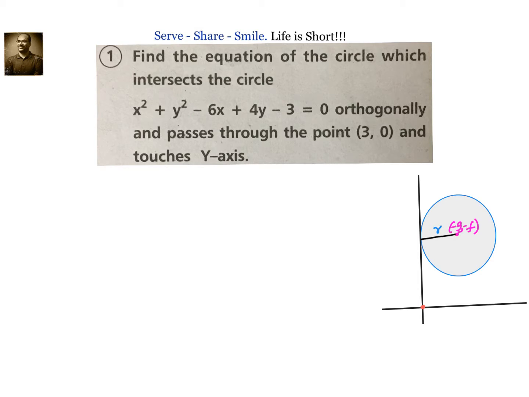One, it should intersect the circle orthogonally. Second, it should pass through the point (3, 0). Third, it should touch the y-axis. Now what's the meaning of that one by one?